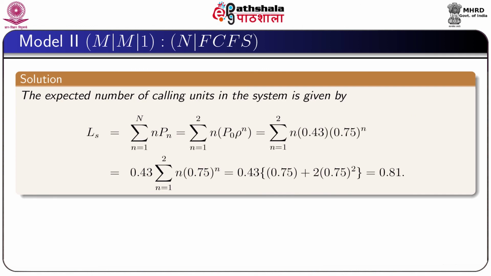The expected number of calling units in the system is then given by L s equal to summation n equal to 1 to capital N n P n, and putting the values of P n and simplifying, we get L s equal to 0.81.